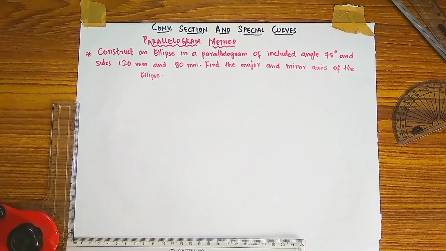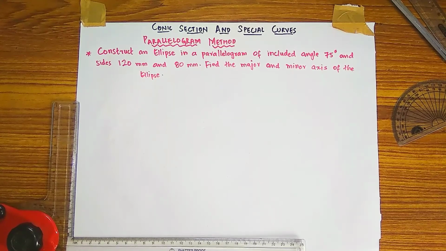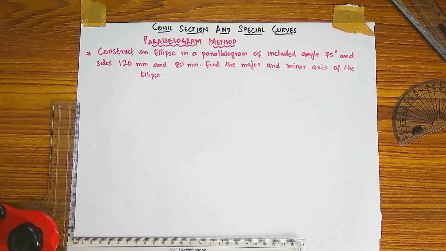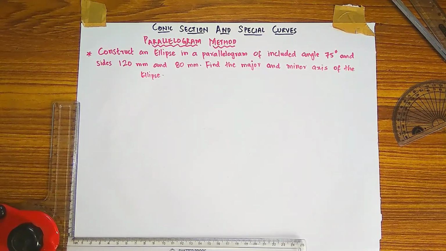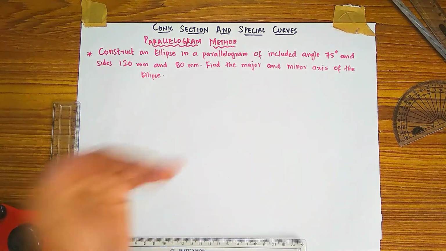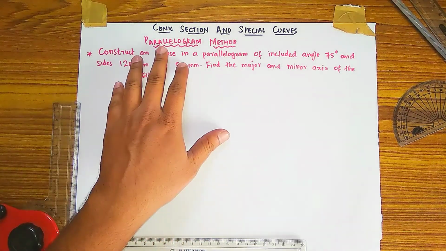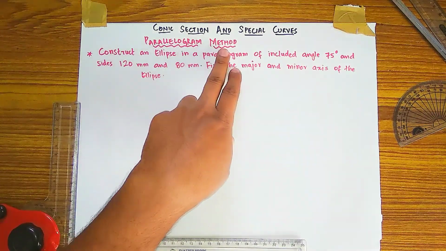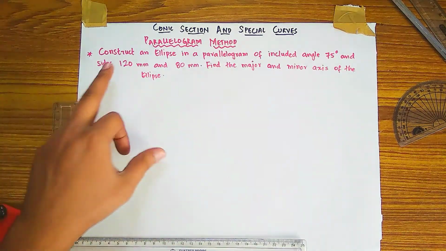Coding section and special curves chapter. It is applicable for diploma, ITI and engineering students. This problem is of 10 to 15 marks. So watch my videos till the end and practice by yourself. By practicing only you will come to understand how to draw and how to draw it easily with my process, with my skills. So today I am showing you the parallelogram method, and now I am coming to my problem.